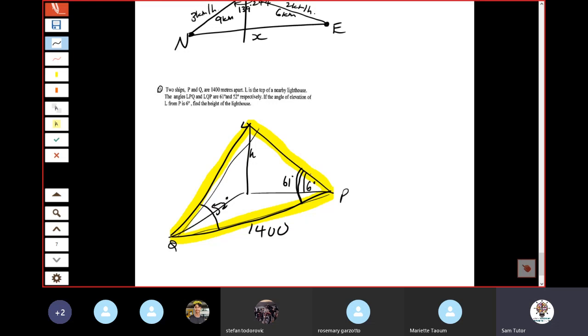To be able to do that, the angle of elevation of L from P is 6 degrees. Find the height of the lighthouse. So what do I need to find?